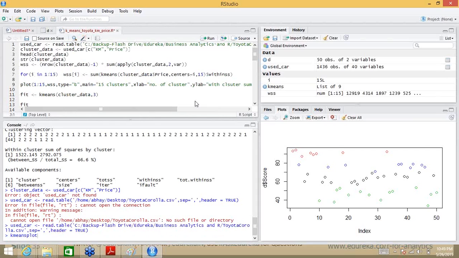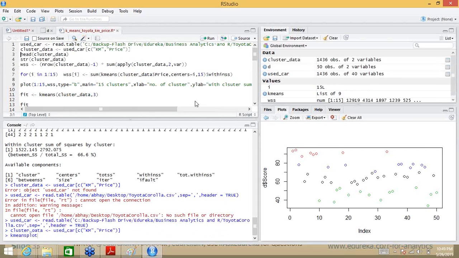Yeah, it's done. And I have the cluster data, and it has got 1436 observations, and I've got only two variables, right? Two variables, which is kilometer and price. This is what we are trying to check out.